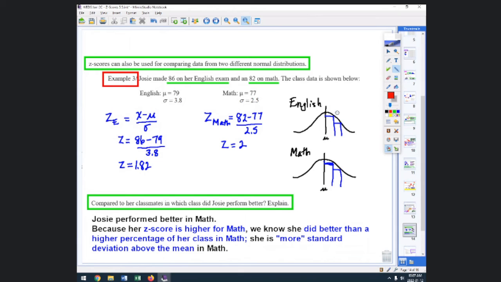0.82, I think it would be about right here. I'm going to move it slightly to the right. The other one is going to be right here, right on 2. So for the first piece of information that we have here, in English, she did better than all these people. Because remember, it's always the area to the left of the curve.